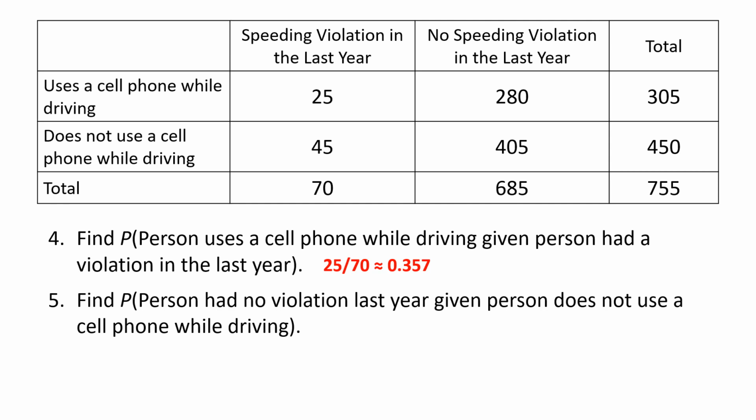And the last one, find the probability a person had no violations in the last year, given the person does not use a cell phone. Our condition is that they do not use a cell phone while driving. Well, that would be this group. So now 450 is our sample space. That is our denominator. Out of the 450, how many of those did not have a speeding violation? Well, that would be 405. So the probability would be 405 out of 450, which rounds to 0.9, or about 90%.